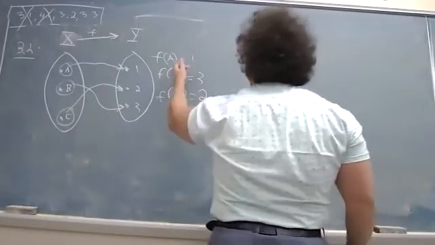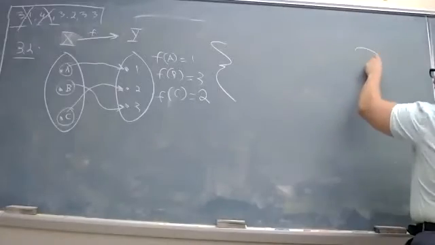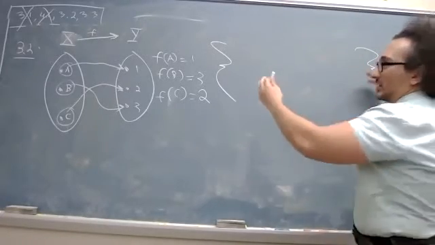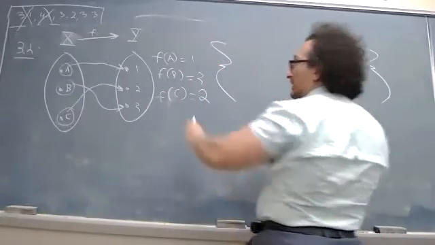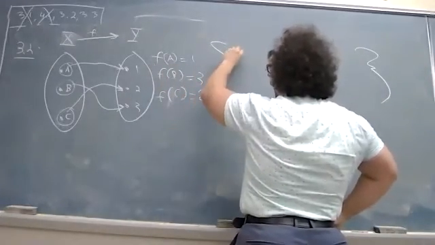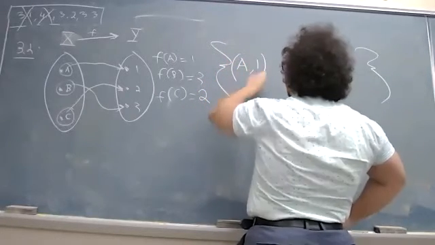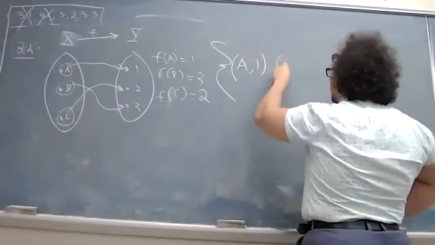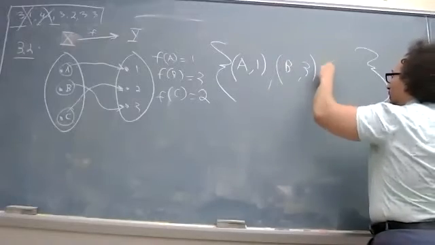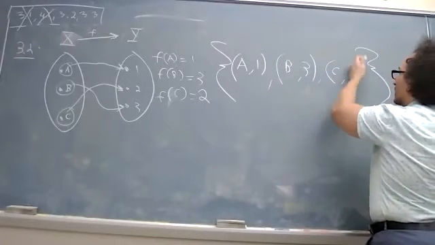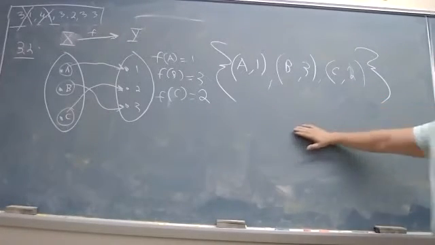Another way we could have represented this information is using set notation, where these squiggly lines mean set. This is a set. And we represent this map as a pair. The input comes in the first entry, the output comes in the second entry. So we list them that way for each pair. Okay? So this is a set containing pairs.